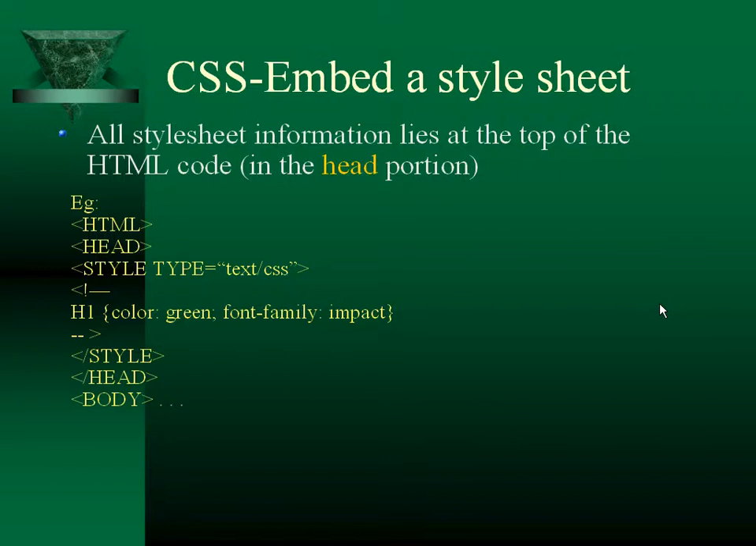Here we are assigning some styles to the header 1 element of the HTML. For the color property, we assigned the value green, and for the font family property, we assigned the value impact. It means that all text surrounded by the h1 tag should be displayed in green color and using the font Impact. In this method of embedding a style sheet within the HTML document, the style applies to the whole document.